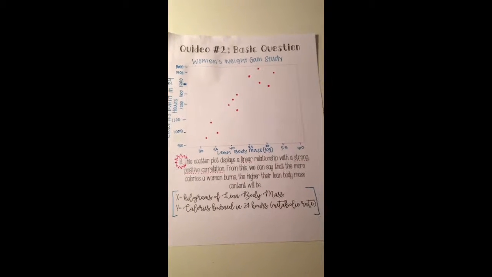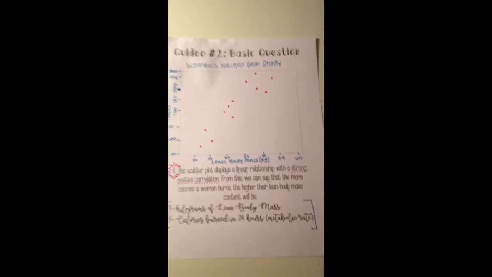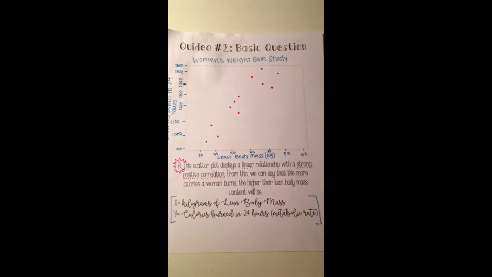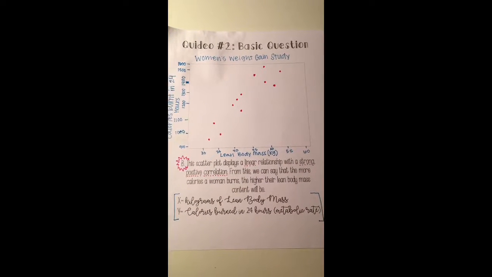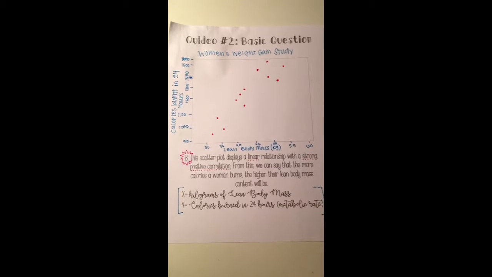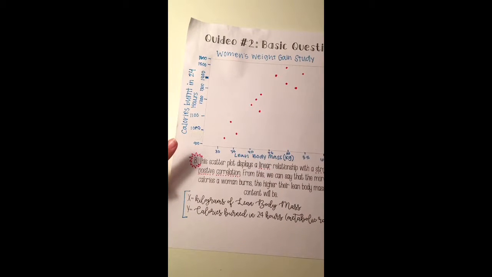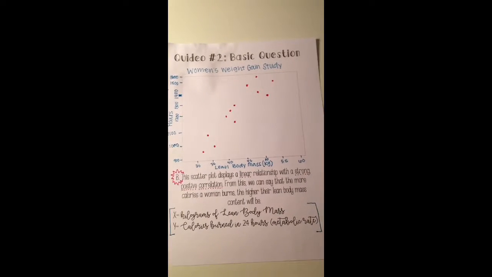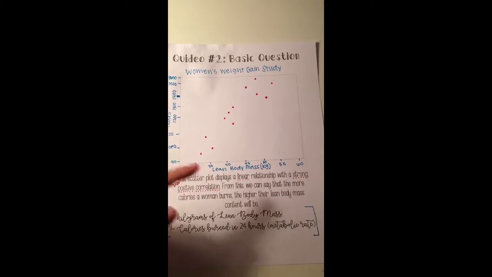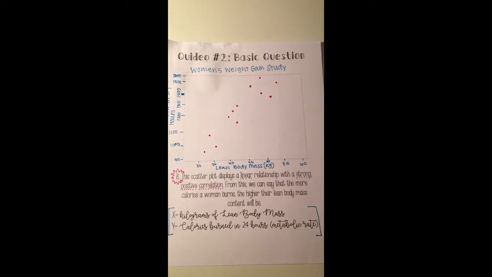So this is my work for Quideo number 2 on the basic question, and this data was collected in a women's weight gain study, and it evaluated the relationship between how many calories were burnt in 24 hours, or the metabolic rate, and how much lean body mass in kilograms that each of the women had.